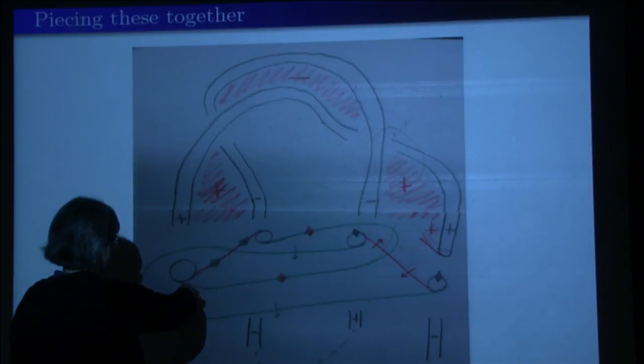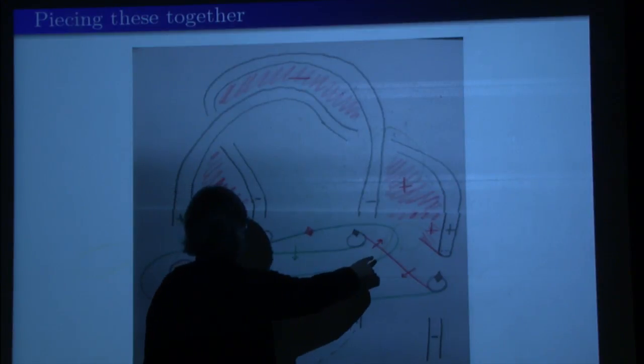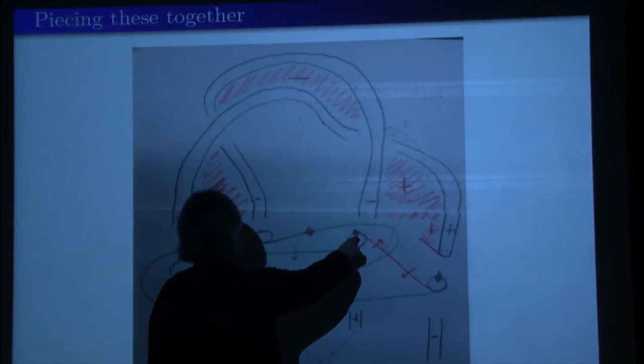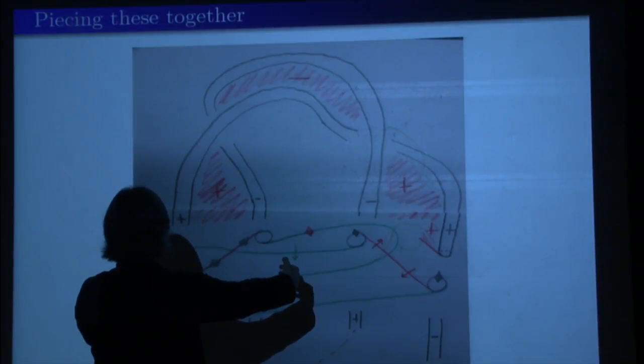So have I drawn the wrong picture here? I'm not sure. Okay, so we had the suture here, here. Okay. I've got slope 1. Oh, that's too bad. Okay.